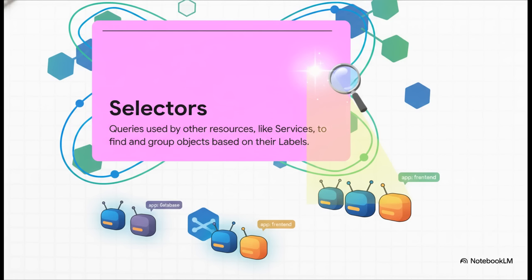So we have these labels, these sticky notes. Now how do we use them? With selectors. A selector is just a query that says, hey, find me all the things with this specific label. So our service can use a selector to find every pod with the label app:frontend and just automatically start sending traffic to all of them.